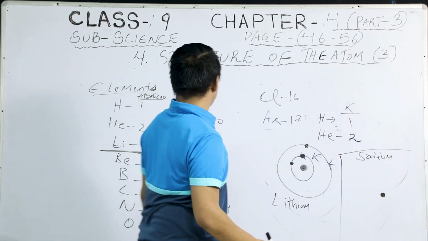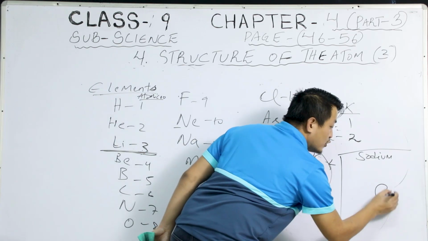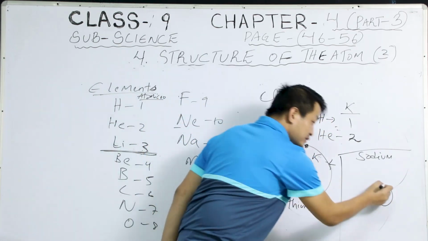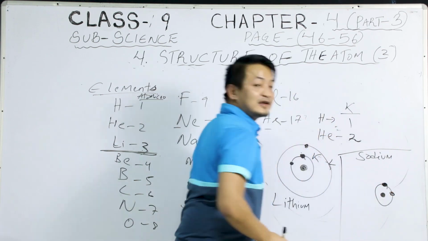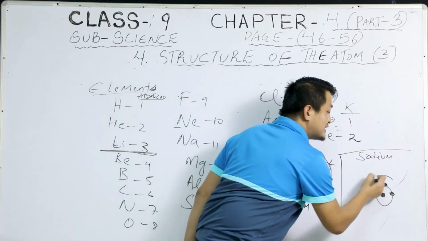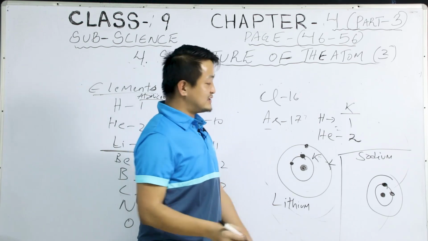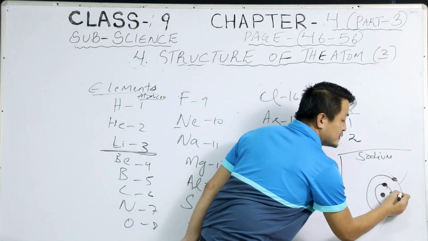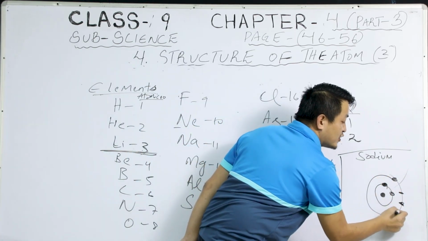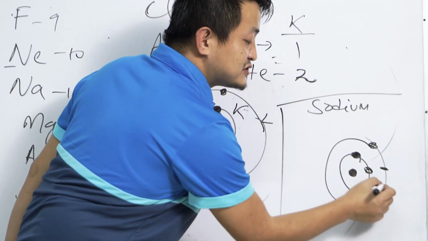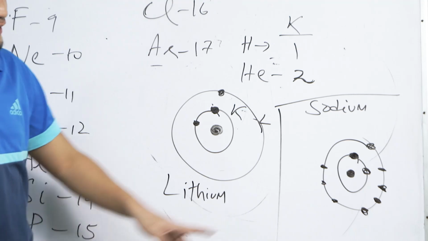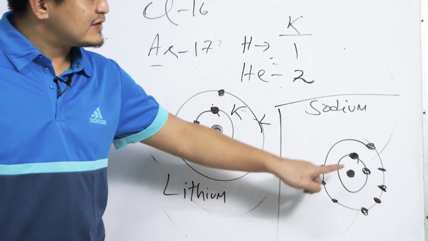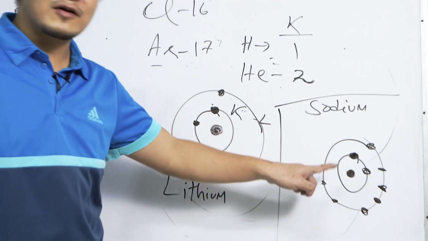Clear? Now we all know that the first shell has place only for 2 electrons, right? Now what about the second shell? Just now we have discussed the maximum number of electrons would be 8, right? 3, 5, 6, 7, 8. So students, now you count, okay? We have 8 plus 2 means 10, right?